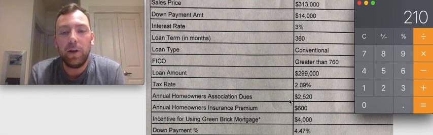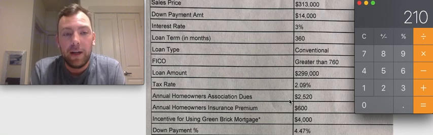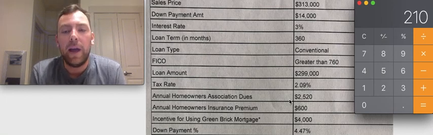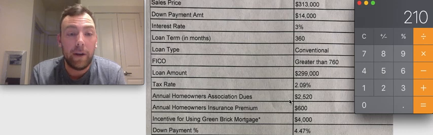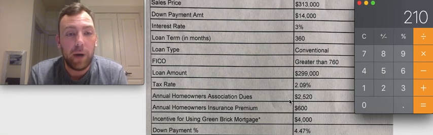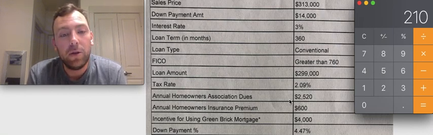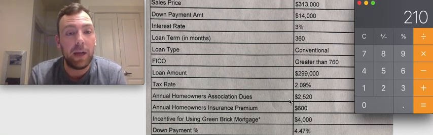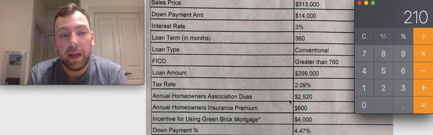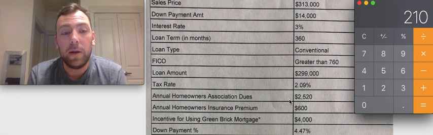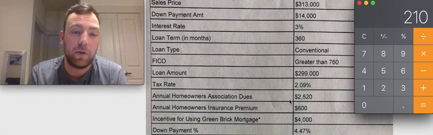All right, now the incentive for using Green Brick Mortgage. This is where the townhomes, I don't want to say get you, but they have lenders, or I guess banks is the easier term to use, people that will loan you money to buy the house. And so what they do is they want to give you incentives to use their lender because then they end up getting the interest, right? So there is a big incentive for them to try and lure you to use their financing partner because then they end up getting the interest in the long run. So what they put here is they give you an extra $4,000 if we use Green Brick Mortgage.